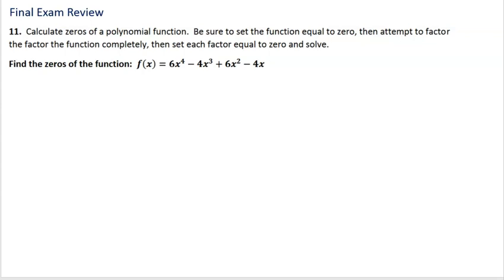Wow, I must have been really in a hurry when I created this review. I do apologize. Then attempt to factor. This part should not be there. To factor the function completely.